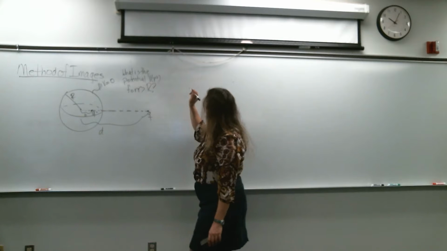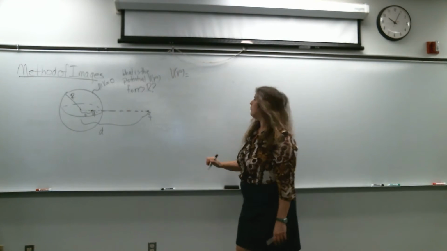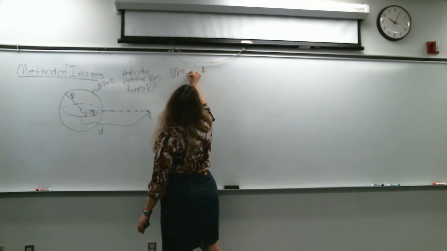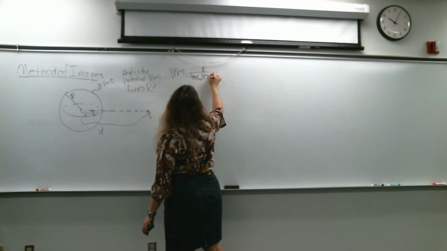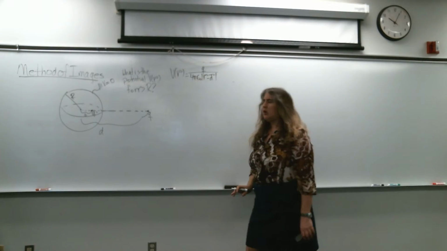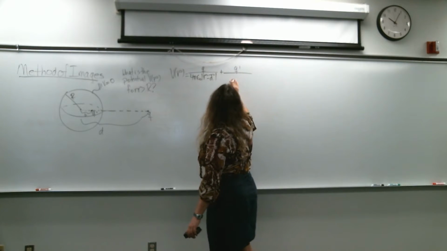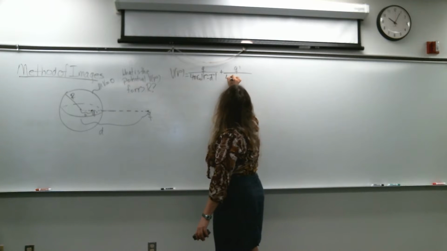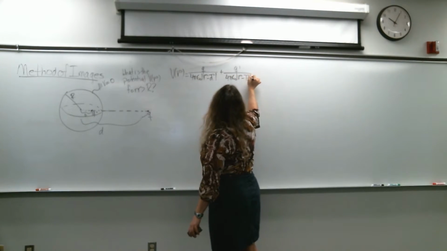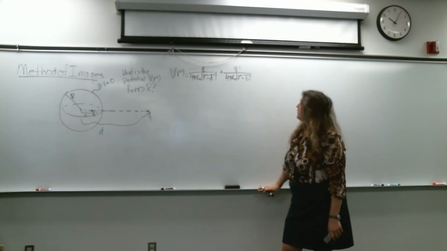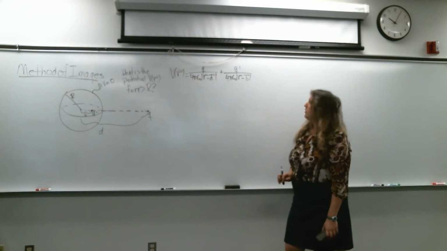So my potential V of r is due to that first point charge, q, over 4 pi epsilon naught times the distance r minus d, plus q prime over 4 pi epsilon naught times the distance r minus b. And it's q prime and b that we want to solve for.